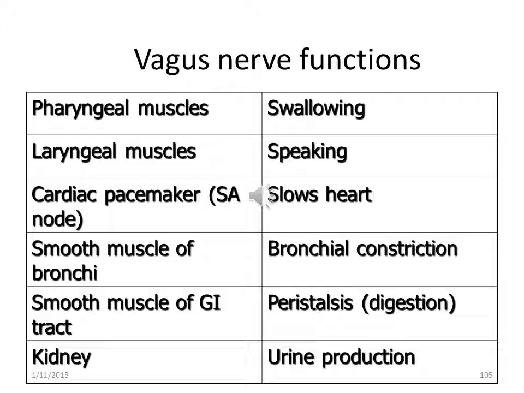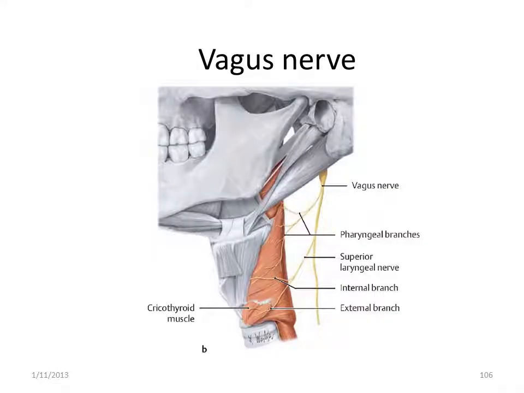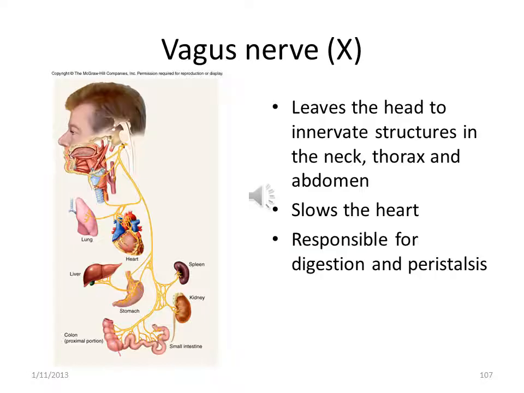And the functions of these connections between the vagus nerve and this cardiac or smooth muscle are listed on the slide. The word vagus comes from the Greek term for vagabond and refers to the fact that this nerve leaves the head to innervate structures in the neck, the thorax, and the abdomen. And probably its two major functions are that it slows the heart. So if your heart were not innervated by the vagus nerve, it would beat at about 100 beats per minute. The vagus nerve slows that to between 60 and 70 beats per minute for most people. It is also the major nerve responsible for digestion and peristalsis in the gut.